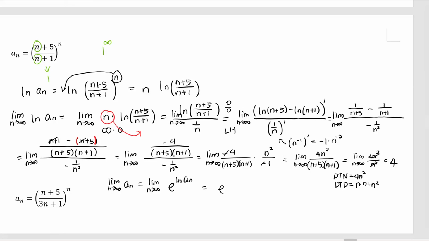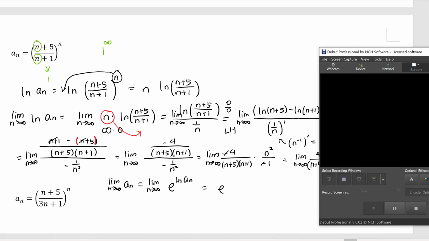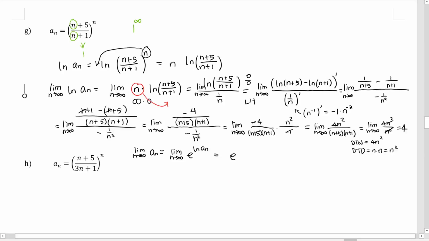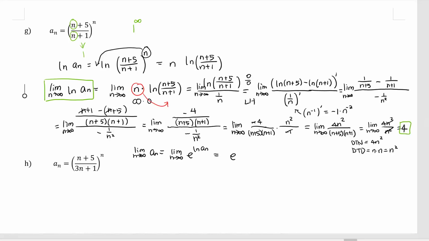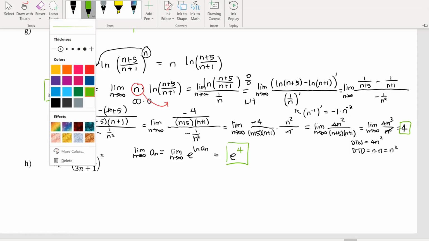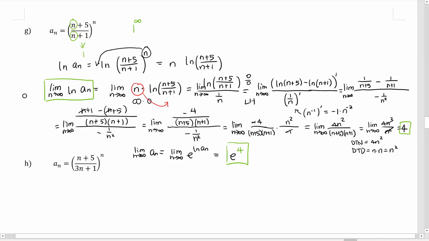The limit of ln of a sub n is 4. So that is why here we have e to the 4. So we have the limit of ln of a sub n equals 4. So that's why e to the ln of a sub n is like e to the 4. So e to the 4 is actually our final answer. Okay, so this is quite a long step. That's why I said this problem is the hardest type of this session.